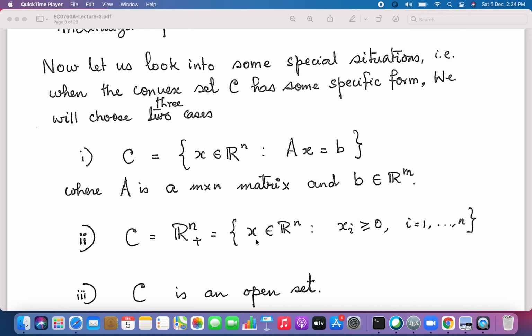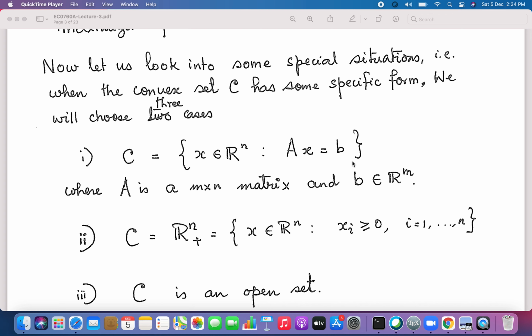Okay, so now let us look into this case, where your constraint set C is a collection of all x in R^n such that Ax equals b. Now A is an m cross n matrix, there is no restriction on full rank or this and that, there is no restriction, and b is in R^m. So once you put a restriction, you are putting a condition.